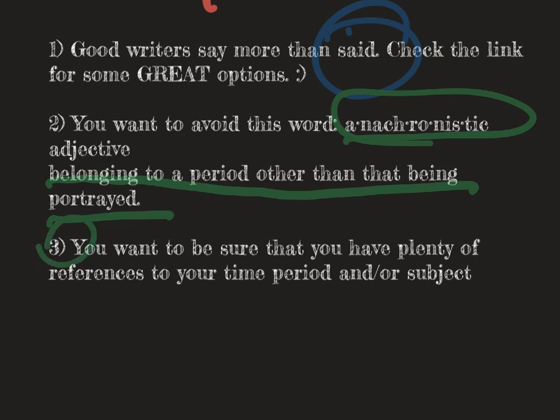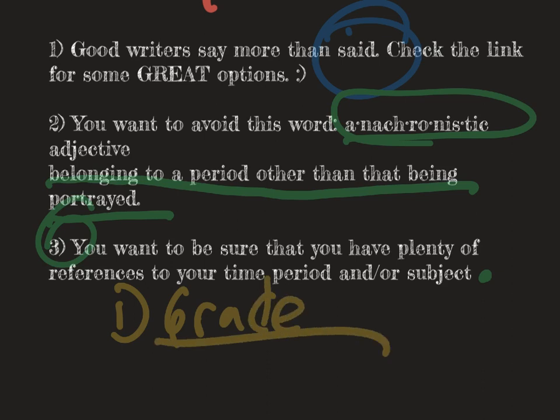So, three, you want to be sure that you have plenty of references to your time period and or subject. Very important here. Why is it important? Well, let me tell you something here. First reason, your grade. When you give me your final story, that's one of the criteria that I'm looking for. I'm looking to see that you have references to the time period, to your subject, to the different characters in your book.